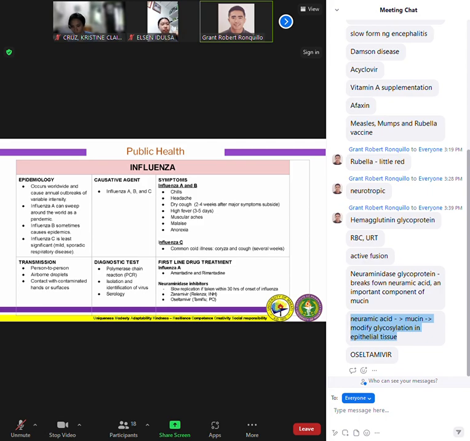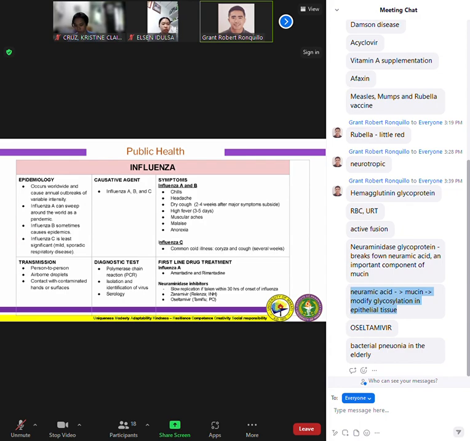Isa siyang neuraminidase inhibitor. Oseltamivir. Yan, antiviral yan for influenza. Now, ano po yung mga possible complications ng influenza? Okay, pwede tayo magkaroon ng bacterial pneumonia in the elderly. Bakit po? Kasi mababa ang immune system nyo. Alam ninyo na ang pneumonia ay isang opportunistic infection.